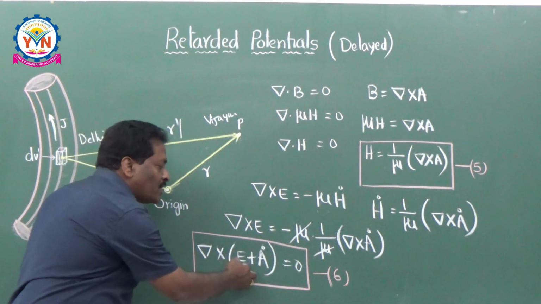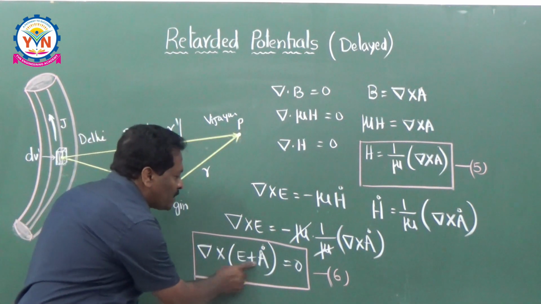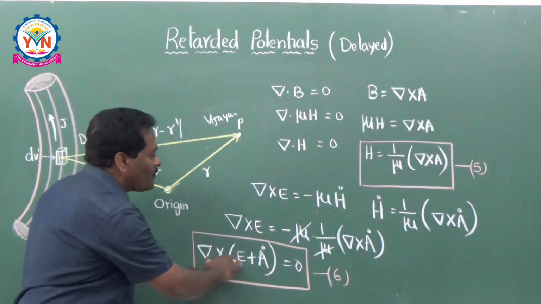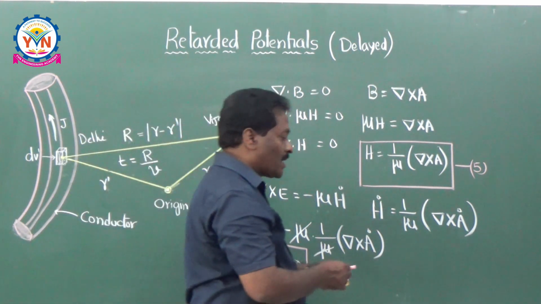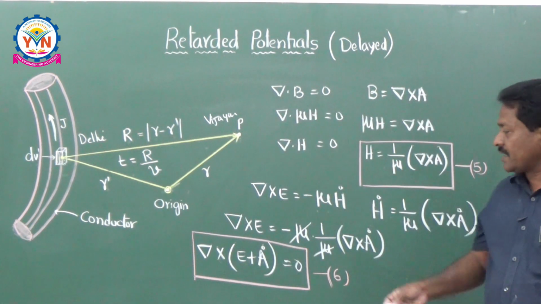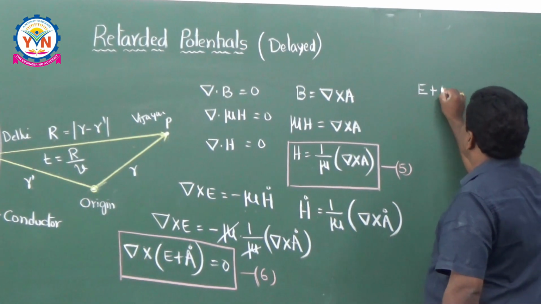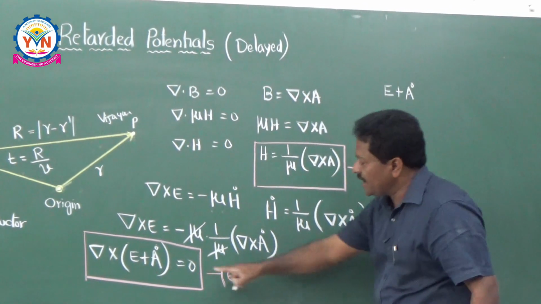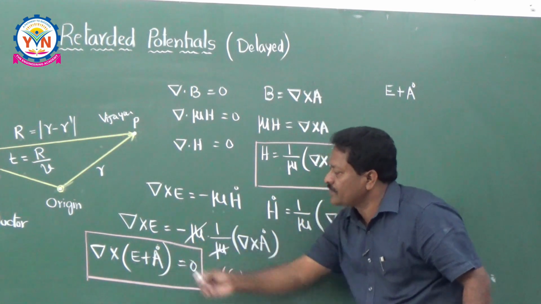Curl of something means it should have a gradient concept here. Curl of a gradient must be equal to 0, so del cross of del something. That's why I can write E plus A dot is equal to curl gradient of something. So either way, equation number 6 will be satisfied whenever it is equal to the gradient of something.